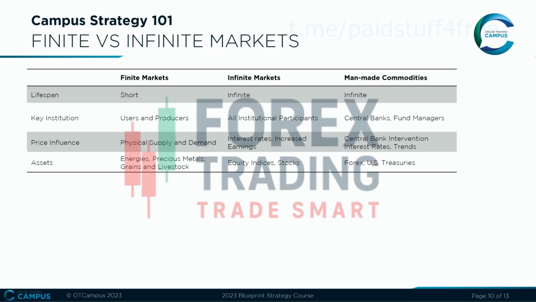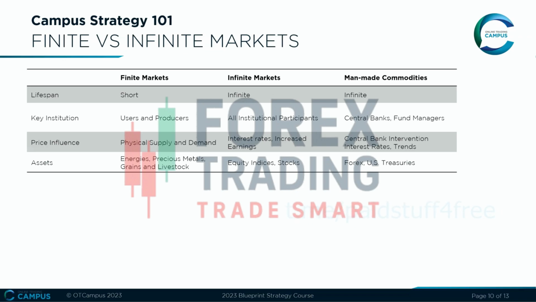Right, so what we want to understand, or what we have to understand, is the following. We can categorize all of our markets into finite versus infinite markets. And there will even be a third category that we call man-made commodities. Now, let me explain this in a lot of detail. Finite markets are the easiest to explain. Finite markets are commodities like sugar or wheat, and infinite markets are markets like stocks or equity indices.